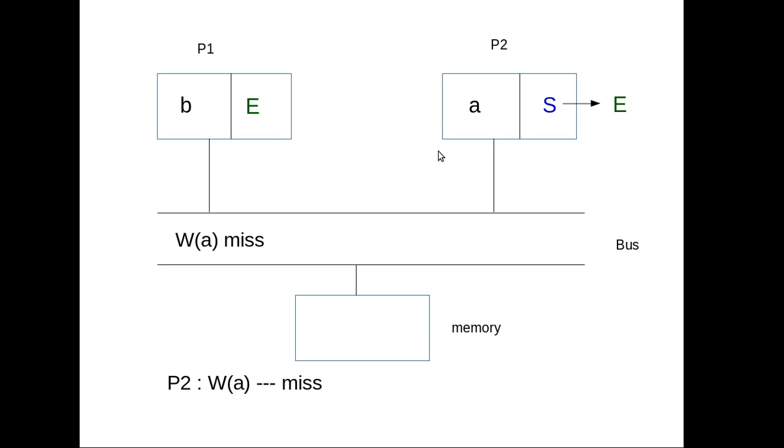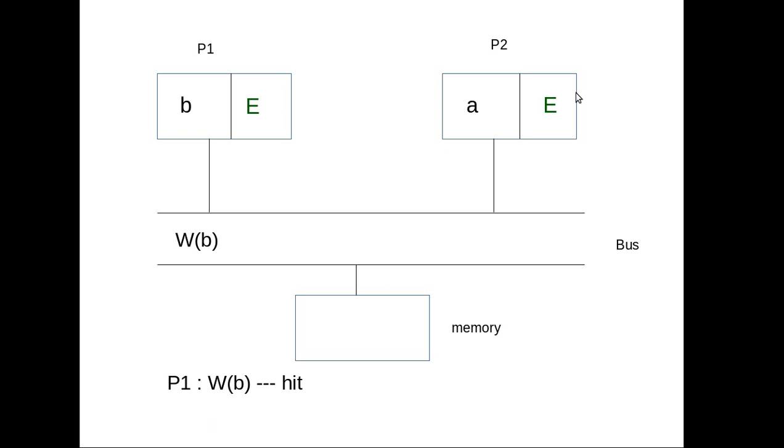As there are two ways of moving shared state to exclusive state. One is by generating invalid signal, and other is by not generating invalid signal. Previously we have seen by generating invalid signal, and now we are seeing by not generating invalid signal. Next operation is write B. As B was already in exclusive state, we are getting a write B operation, so it's a hit.